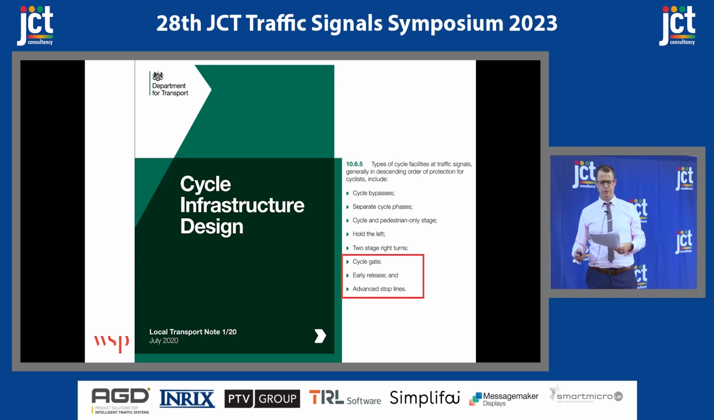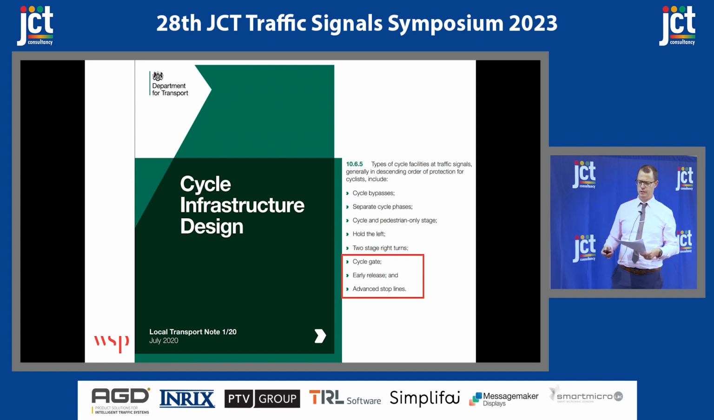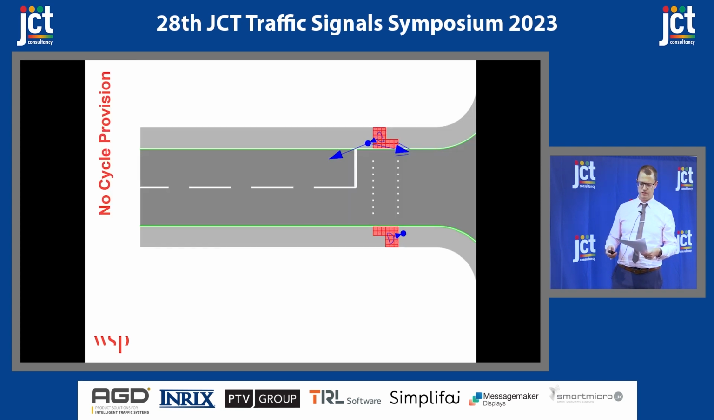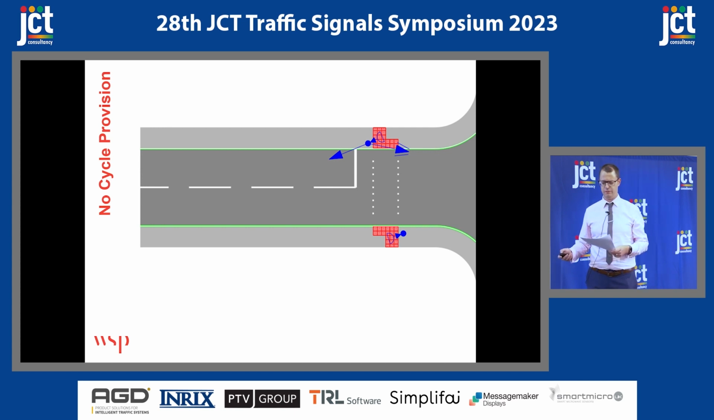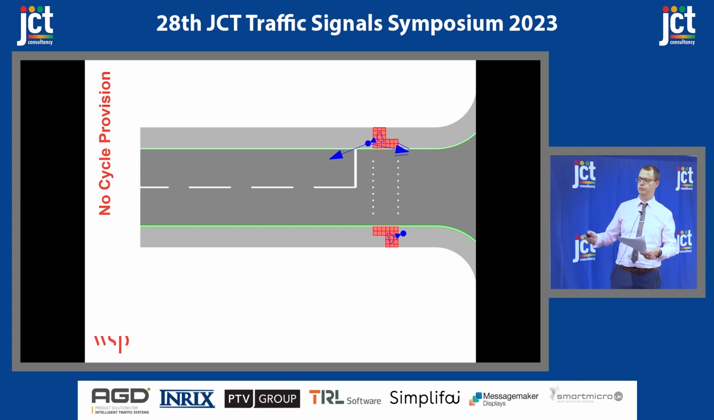Today, though, we're going to be focusing on the bottom of this list, so working upwards: advanced cycle stop lines, early release, and cycle gates. So if we start with the signal-controlled junction approach with no cycle facilities, here we've got 2 metre wide footways, 3 metre wide traffic lanes, and 3 metres between the stop line and the first line of crossing studs. Through all the options we'll look at, those things will remain constant.